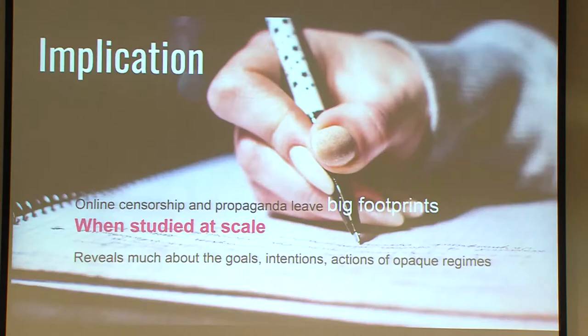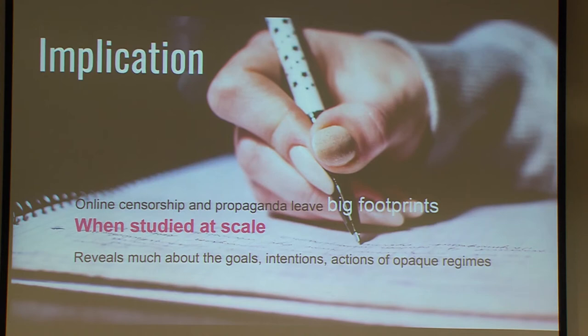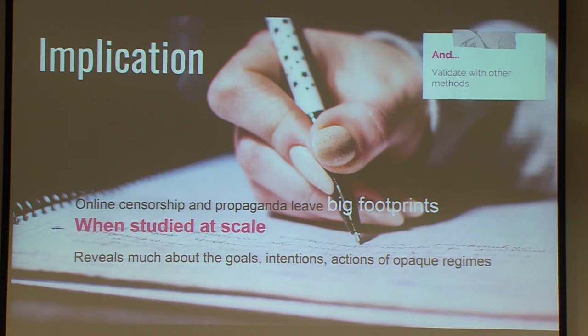And I think the implication, at least for me, in terms of computational social science, is that these efforts by governments or maybe corporations to control information leave big footprints. And when we study them at scale, we can learn a lot about things that these entities and actors are trying to hide. And maybe a second, as I mentioned, little lesson, is that as we're developing these theories from data, we can actually use existing methods that we've used for a long time to validate and to build on what we have gotten out of the computational methods.